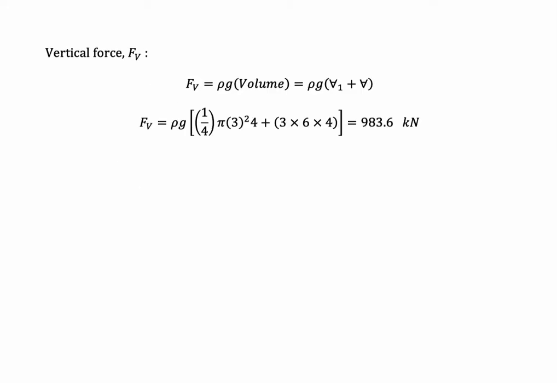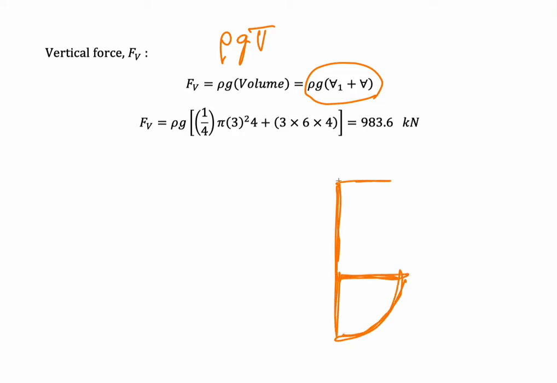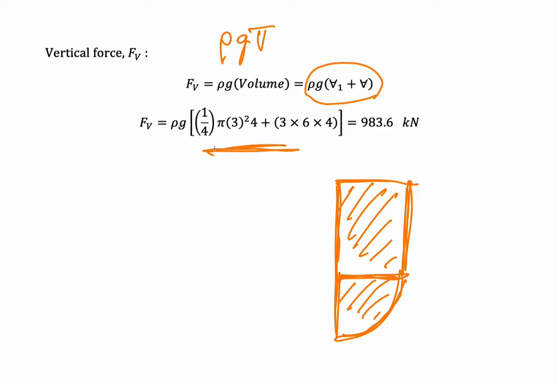Now we could calculate the vertical force. The equation for vertical force is rho, g, and volume. In this situation, we need to calculate this volume. So we have a quarter circle area here, and then we need to add the volume up to the free surface. So the calculation must be the rectangular volume and the quarter circle volume. You may calculate like this, and the magnitude of the vertical force is 983.6 kilonewton.